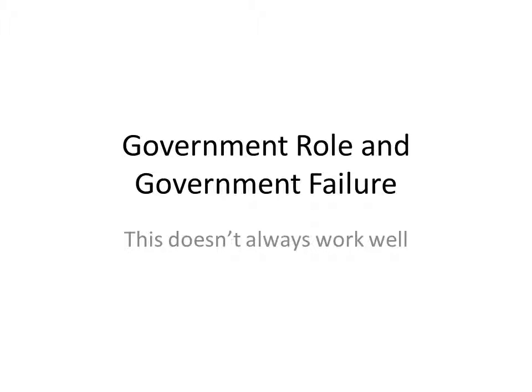In this chapter, we are going to discuss the role of government and government failure. In the previous chapter, we discussed the fact that markets do fail. They work fairly well most of the time, but in some cases they don't. These are cases where there are public goods or externalities, especially negative externalities.